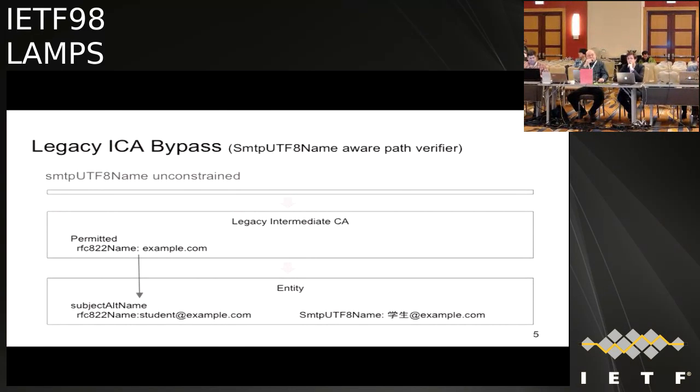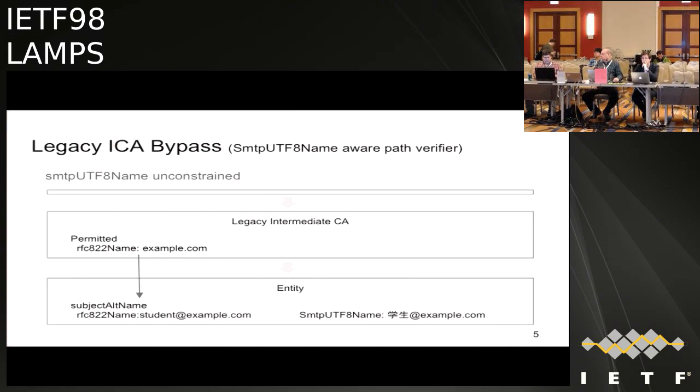So here in this example, we have a name constraint on RFC 822 name, example.com. It may be the intent of that CA that they want to constrain all example.coms for both forms, but there's no way to express that with that legacy CA. And so potentially the SMTP UTF-8 name aware path verifier may misinterpret the fact that there is no SMTP UTF-8 name constraint as actually being unconstrained for SMTP UTF-8 name subjects, and that would be a problem.